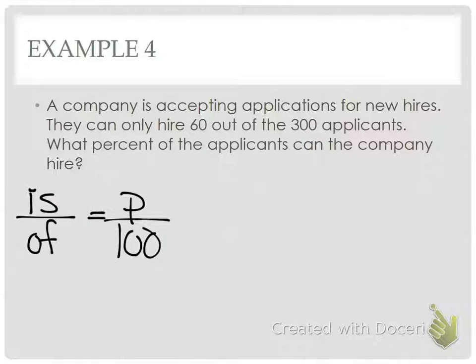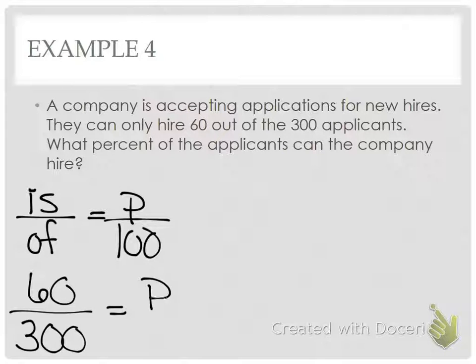What do you think? What's your is value? 60, right? Because that's the part. That's not the total number of people. That's only the small number of people that can be hired. So 60 is my is. What's my of? 300. I don't know my percentage over 100. All right, go ahead and do your cross products now and solve.